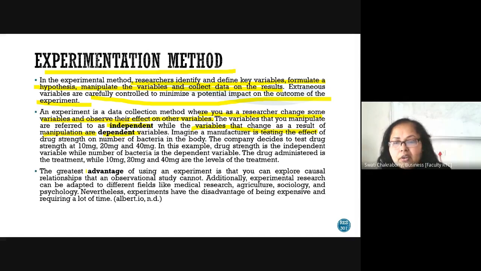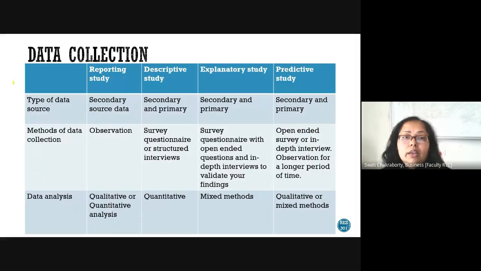The biggest advantage of using the experimentation method is that you can explore causal relationships, which in an observational study you cannot do. Additionally, this method can be used in different fields like medical research, agriculture, sociology, psychology, and whichever field you use. Experiments also have a disadvantage, that is it's quite expensive and it requires a lot of time. So when we talk of data collection, what do we need to know?